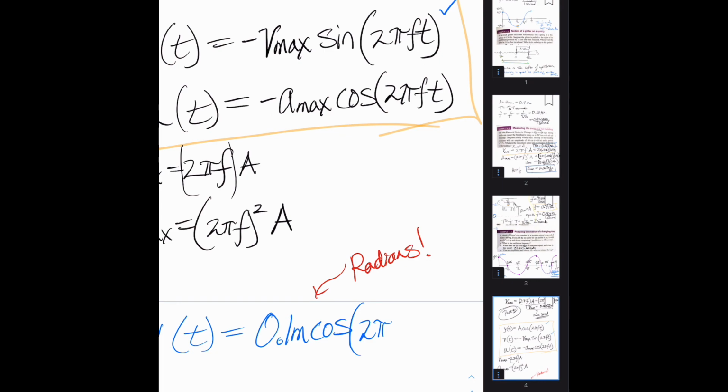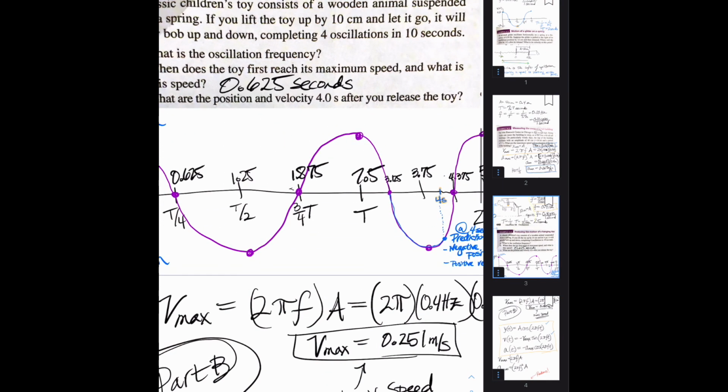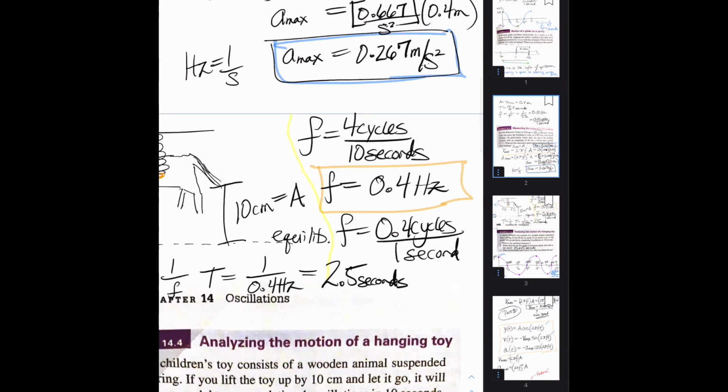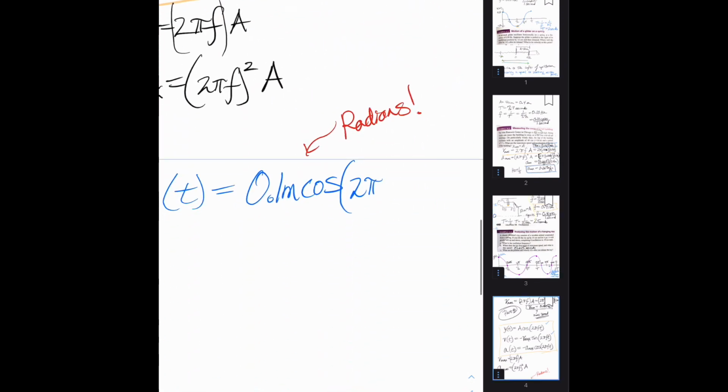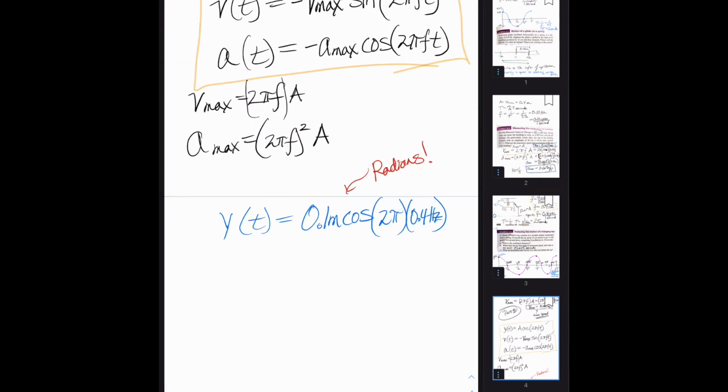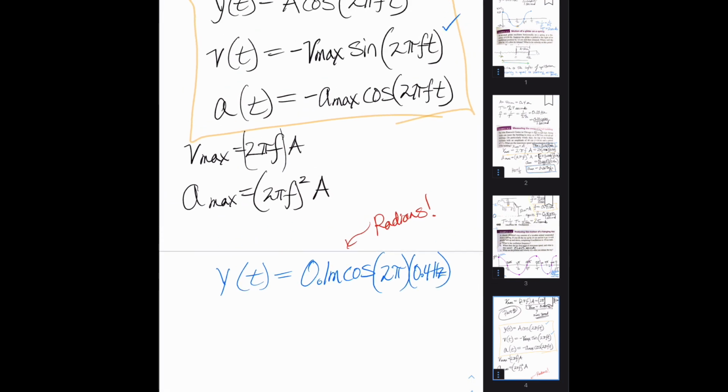Okay, so 2 pi, what is the frequency? I think we solved for that earlier. Frequency was 0.4 hertz, and we got to multiply that by t. So the time is 4 seconds. Once again, this is what we're taking the cosine of. So we're taking the cosine of 2 pi ft, this right here.